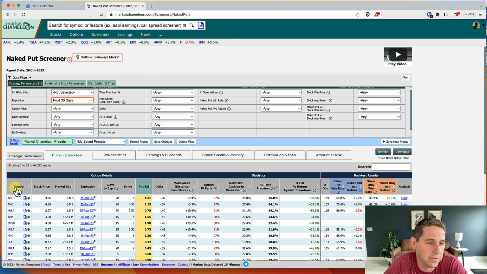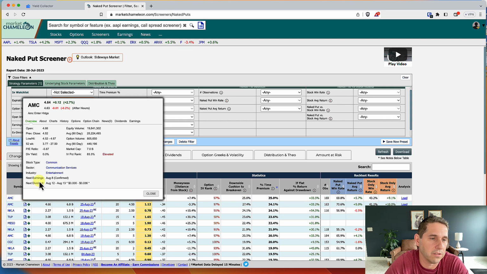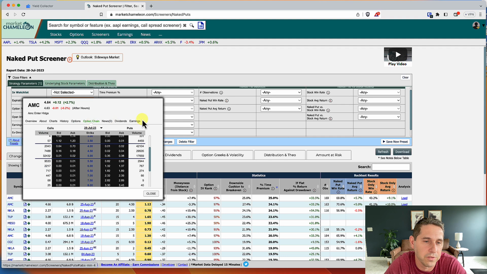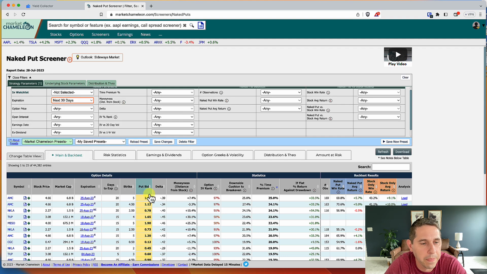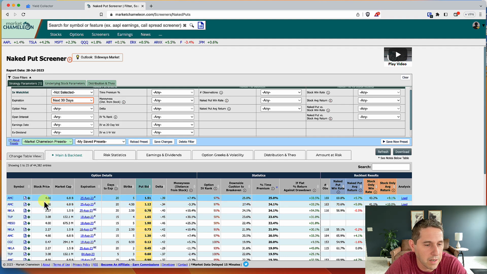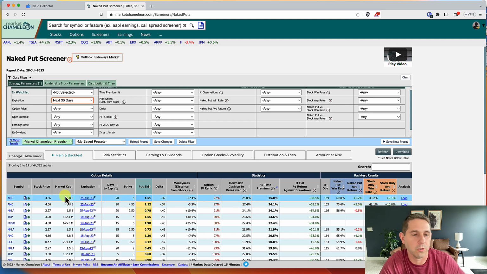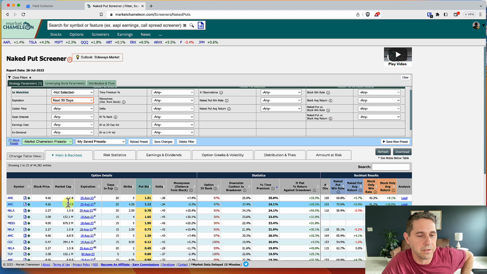For symbol, that's pretty self-explanatory, but for each symbol, you can click on this little card right here and it gives you a lot more information on the stock. So you can see an overview, options, option chain, news, dividends, earnings, that stuff. And then you have the stock price, and then the market cap. You could sort by all these too. So you could sort by market cap, just look at the biggest ones if you wanted to.